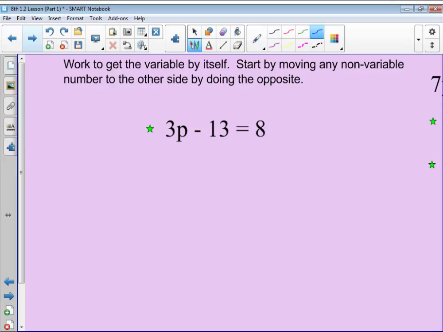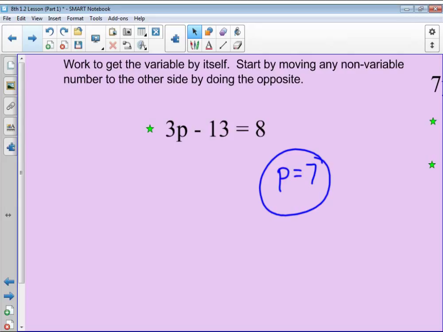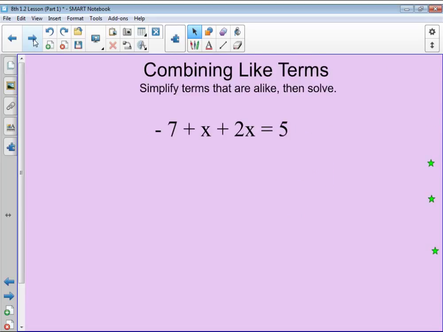When you did this one, you should have gotten p equals 7. Okay, if you did not get p equals 7, why don't you check with me and I can go through your steps to see if I can help you identify where you made your mistakes. All right, we're going to go ahead and move on with our next step.